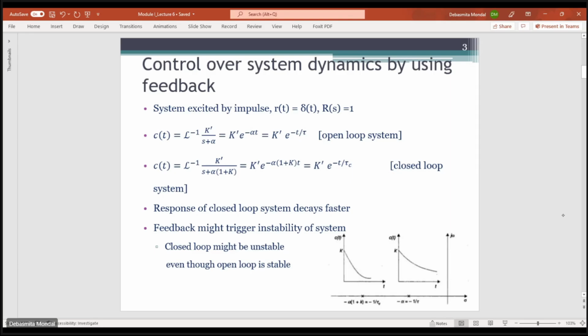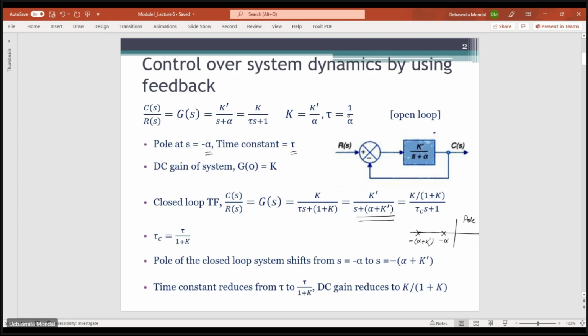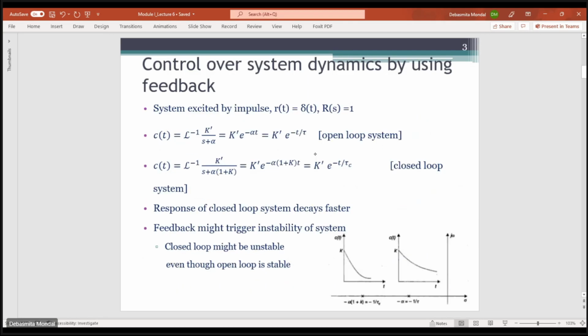So now if you substitute R(s) equals 1 over here, that means C(s) will be nothing but this term G(s). Similarly, for the open loop system, C(s) will be equal to K by tau s plus 1 only, because R(s) is equal to 1.